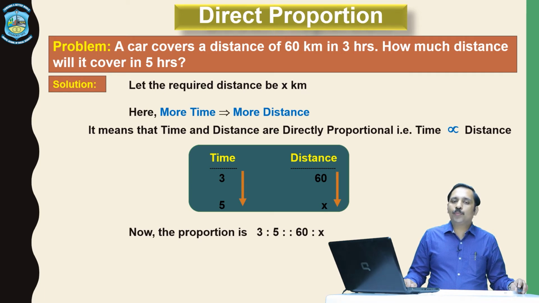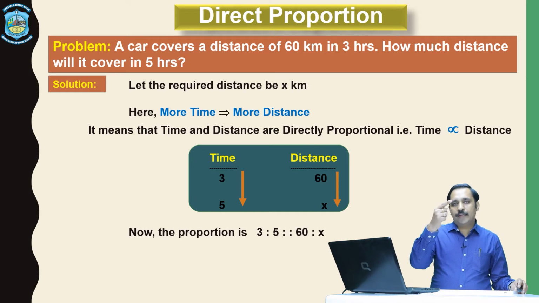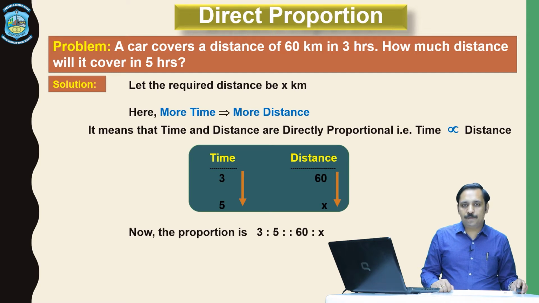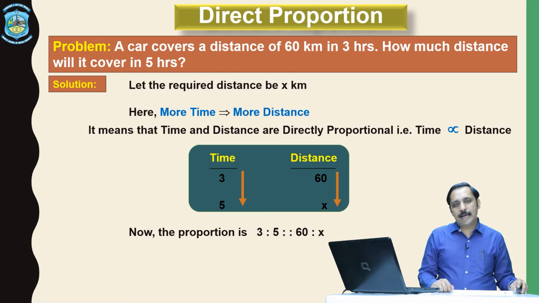So how do we write it into proportion? We write it like this. We always start from the starting of the arrow and we move towards the ending of the arrow. So it is 3 is to 5 proportional to 60 is to x.